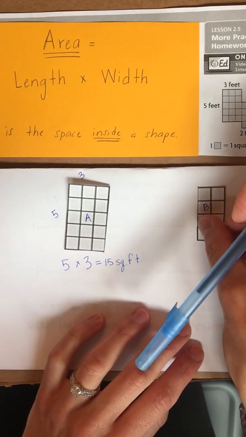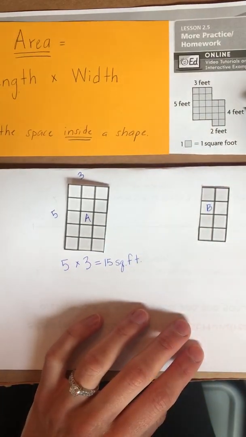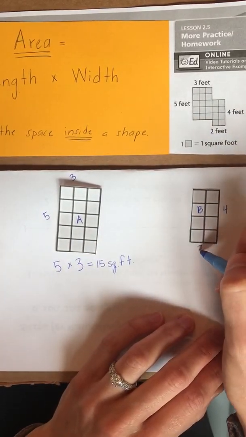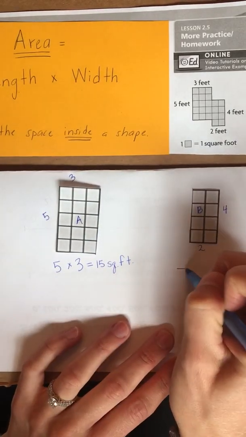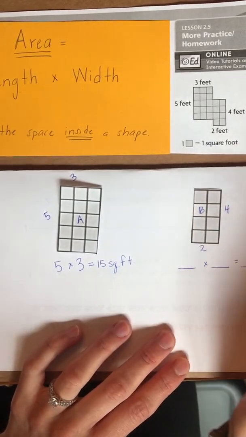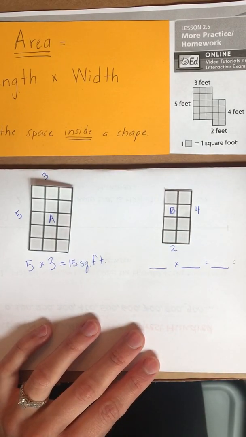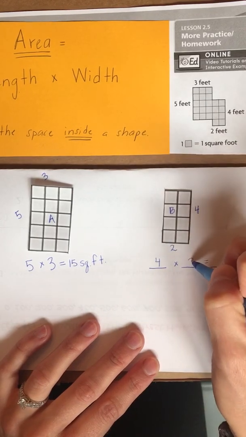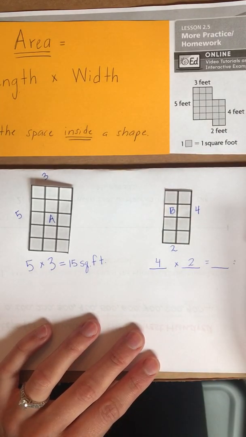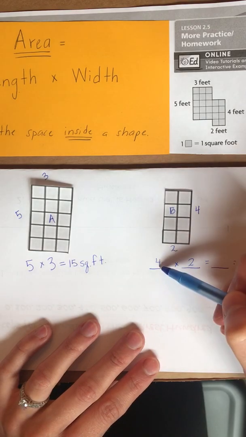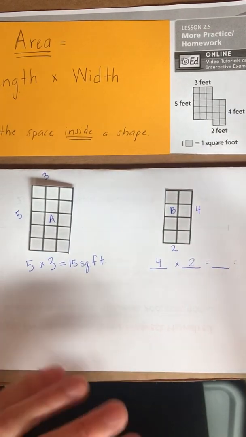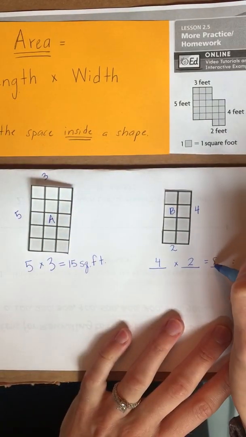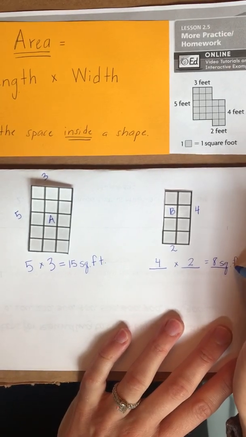Now let's take a look at B. The length of B is 4 feet, and the width of B is 2 feet. So, what do I need to multiply to find the area? Very good. My length times my width. So 4 times 2. What is 4 times 2? Good. You can either add 4 2 times, or you can skip count by 2s 4 times. 2, 4, 6, 8. Excellent. 8 square feet. That's right.